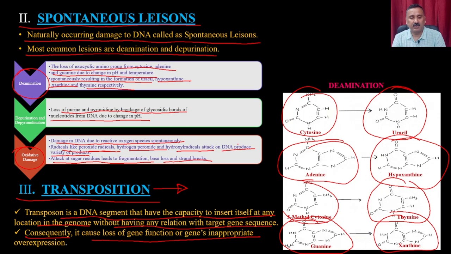So, transposition is a very, very important and significant topic that you should study, and transposons are also called jumping genes. They change their position from one locus of the genome to another locus, and as a result they cause different types of artifacts and problems in the genes. They can cause loss of gene function or inappropriate overexpression of genes. Transposon is a very big topic, so if you are interested, you can study it from any of the standard molecular biology books.